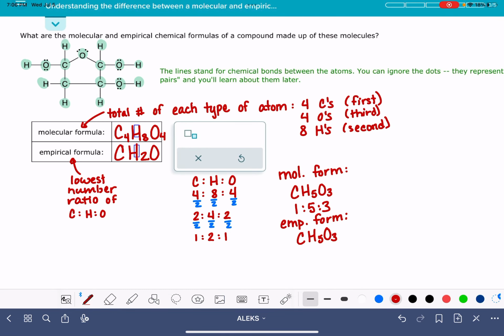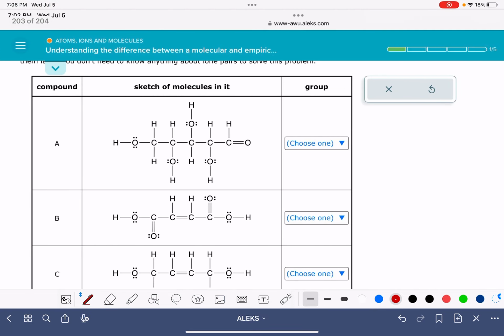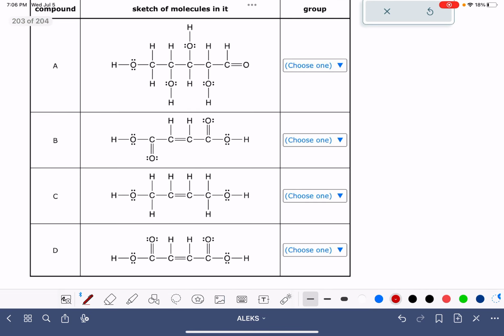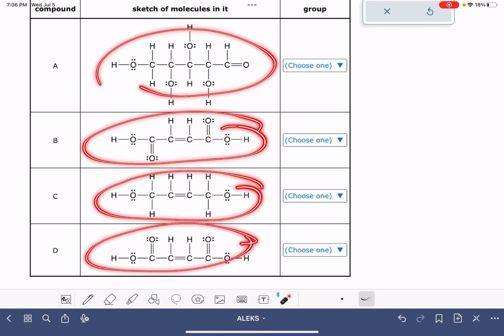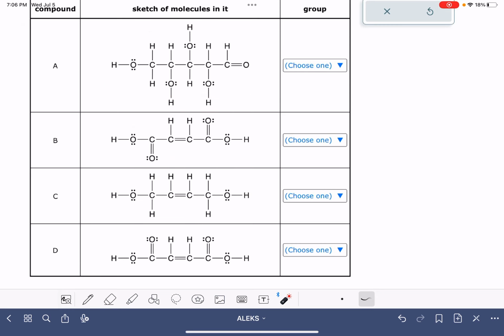Now let's look at the other version of this problem. In the other version of the problem, I've cut the instructions off. You have 4 molecules, and it's asking you to sort these 4 molecules into groups in such a way that the groups all have the same empirical formula. So we want to put them into groups so that they have the same empirical formula. Now, this is going to be a bit of a tedious problem.